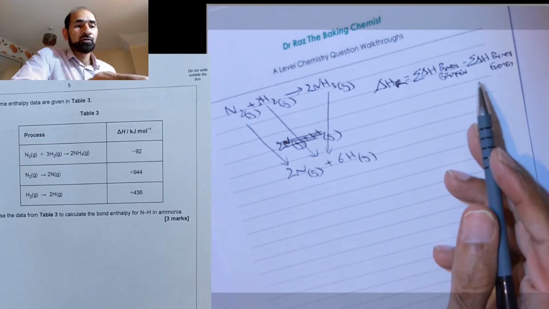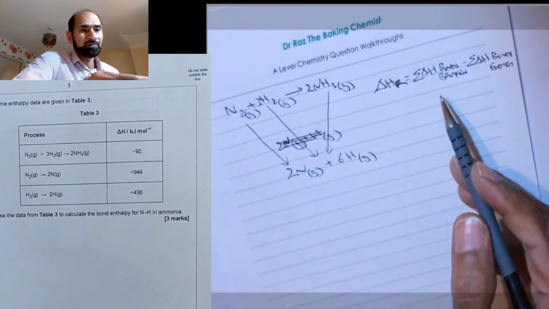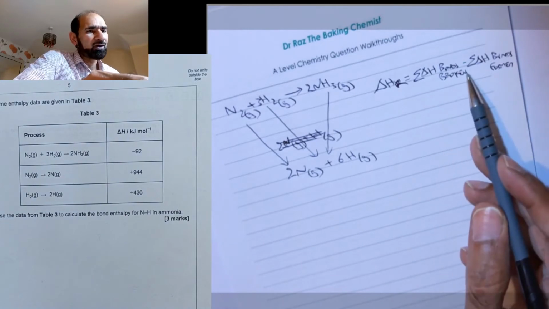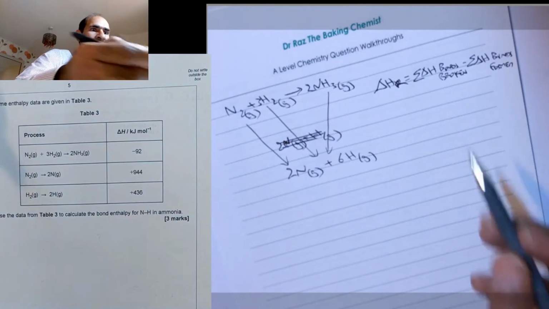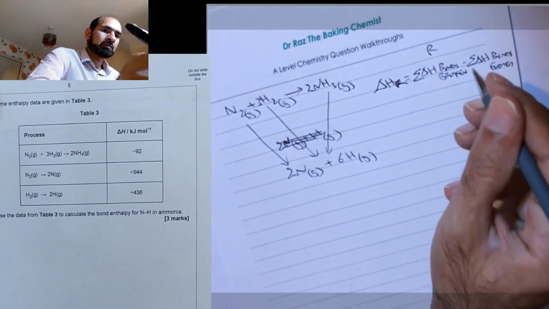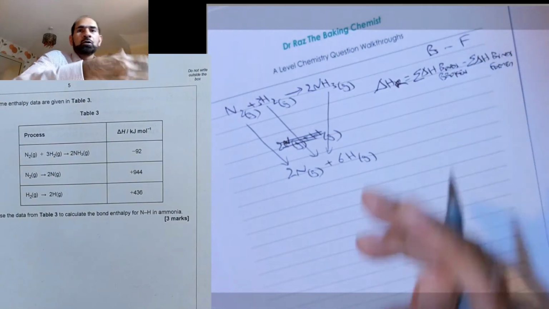So you can use this formula, or you can use the cycle. I'm going to tell you to be careful when you're using the formula. Often students write this: broken minus formed, or something like that. They use their own symbols.